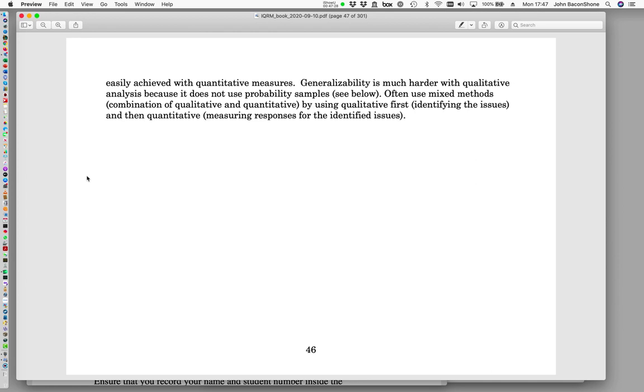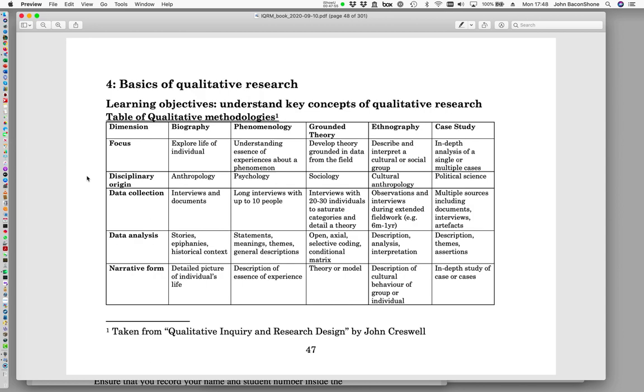So sometimes people use the combination of the two. They may use qualitative first to understand the issues, and then quantitative to measure the responses for those issues, or even in reverse. Quantitative first to measure their responses, and then if there's anything unusual, then qualitative to try and understand why people do the things they say they do. Okay? So that brings us to the end of chapter 3.